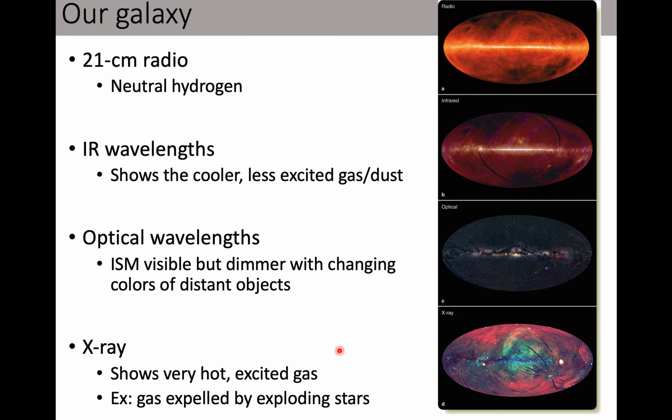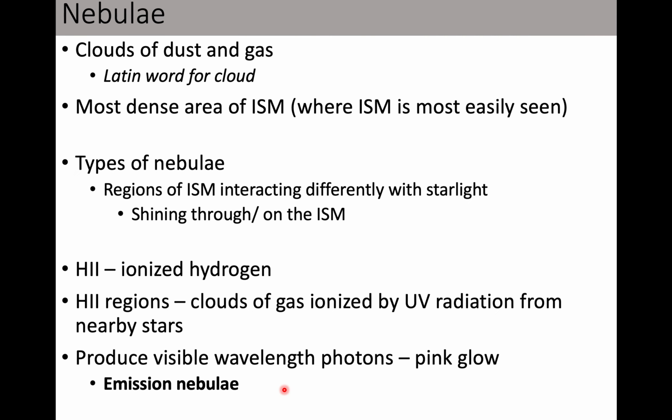Generally, the large amounts of X-ray wavelength radiation is coming from gases that are being expelled by stars that are exploding. We will get into that a little bit more next week. So we have this ISM material, then what?